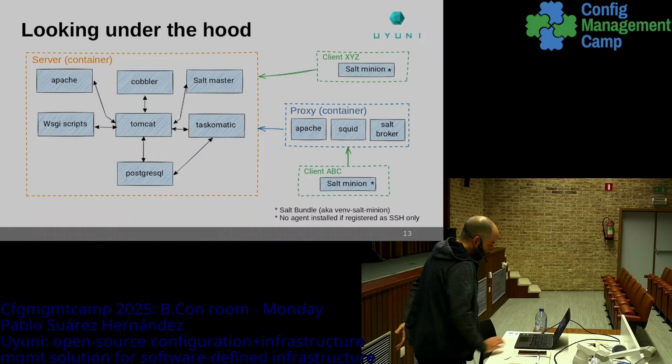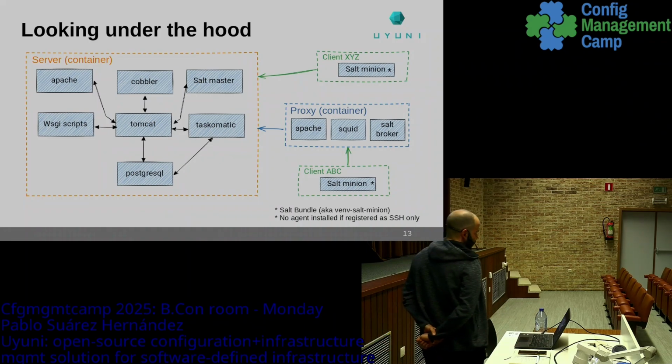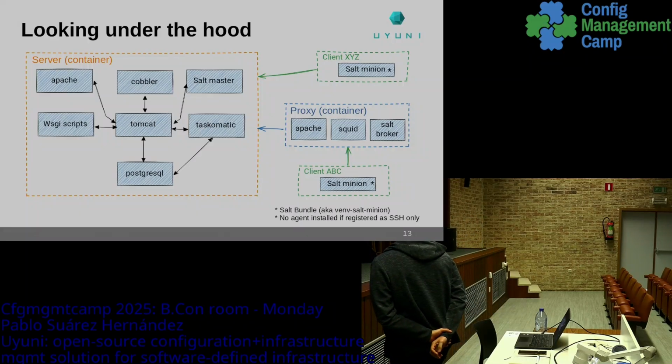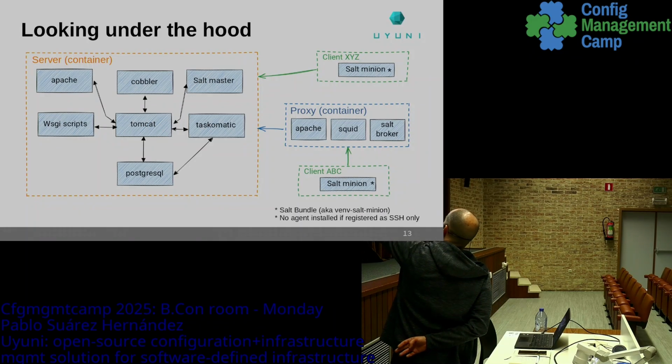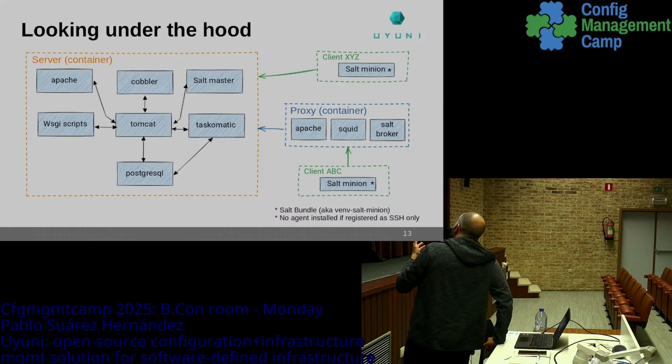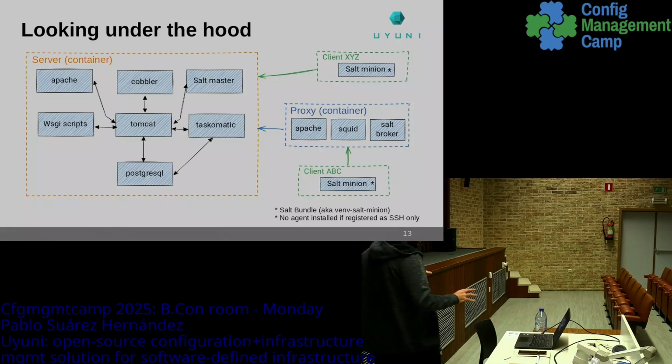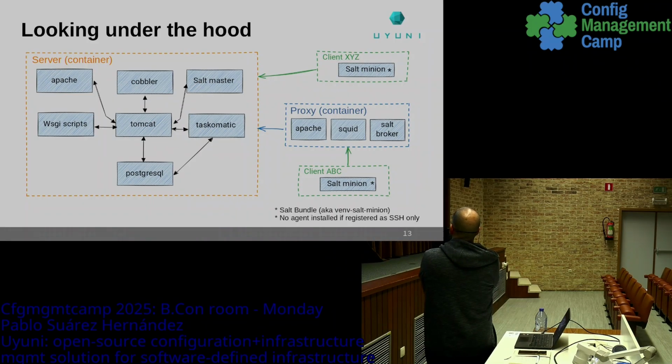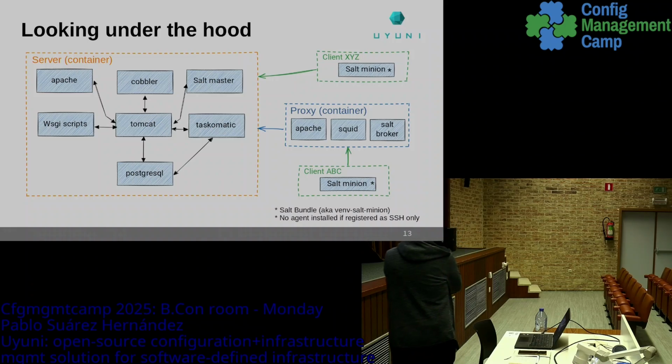Looking a bit under the hood, this is what we see. As I told you, the server is a container. It has quite different components. We are using Postgres. We have Tomcat, of course, for running the Java application, the web UI. We have the Salt master, which takes care of the communication with all the clients, etc., with the proxy. And as I mentioned here, the clients are usually running a Salt minion, which connects to the Salt master, receives the actions that are published by the Salt master, and just performs the execution.